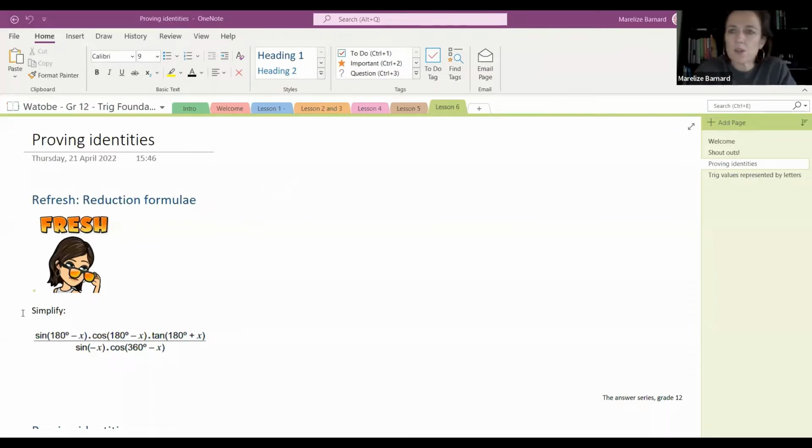Okay, so our first question is up. It's a refresh of reduction formula, and I'm letting you give this a go on your own. In about 3 minutes, we're going to go through the answer.